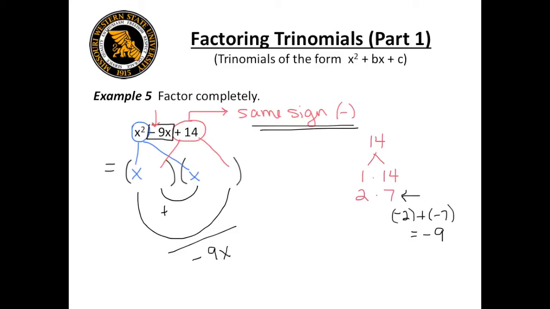And negative 2 times negative 7 gives us the positive 14 that we need. So let's now check by placing minus 2 and minus 7 into our binomials and multiplying our inner product, which is a negative 2x, plus our outer product, which is negative 7x, adding them together to obtain the negative 9x that we need it to be. So the factored form for x squared minus 9x plus 14 equals x minus 2 times x minus 7.